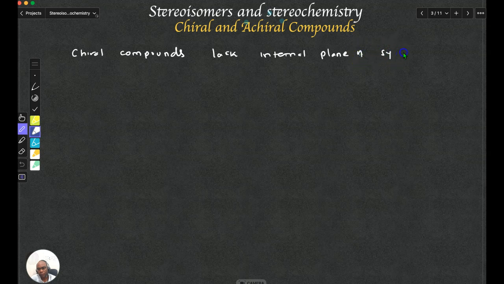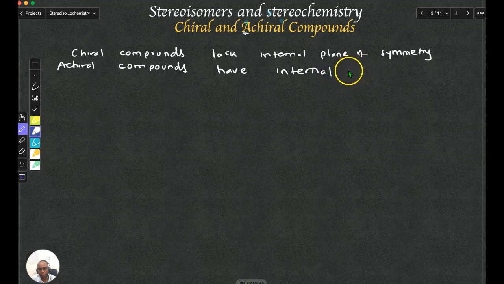and also lacks what we call an inversion center, a point where if you rotate, you would get internal planar symmetry. That is called an inversion center. But chiral compounds lack internal planar symmetry. Achiral compounds have internal planar symmetry or inversion centers. Achiral compounds have internal planar symmetry. You can cut them into equal halves somewhere. So in that case, let me show you an example.